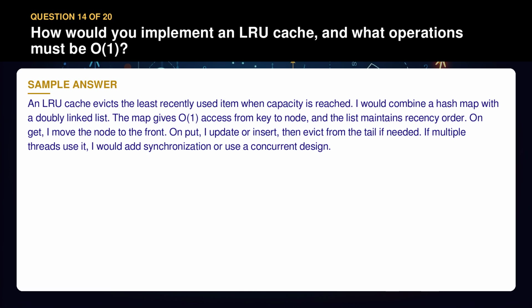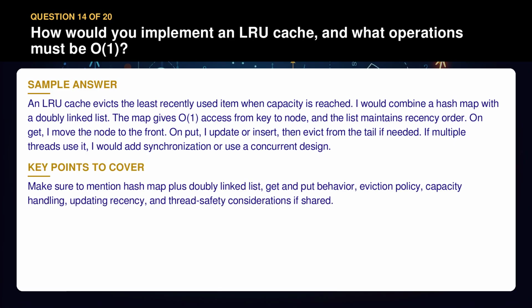On get, I move the node to the front. On put, I update or insert, then evict from the tail if needed. If multiple threads use it, I would add synchronization or use a concurrent design. Make sure to mention HashMap plus doubly linked list, get and put behavior, eviction policy, capacity handling, updating recency, and thread safety considerations if shared.